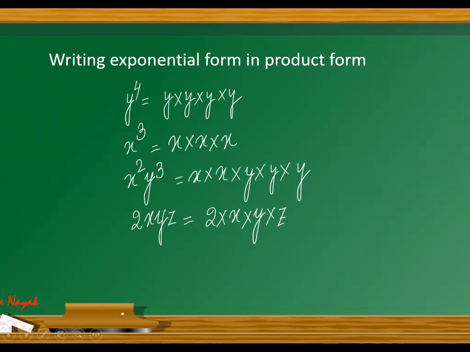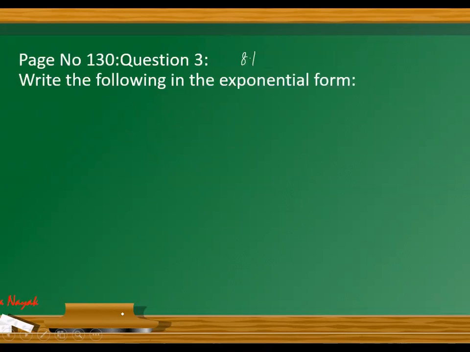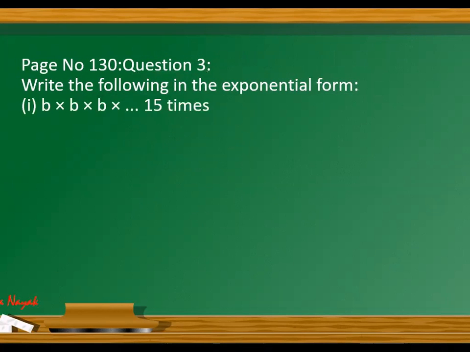Now let us go for questions. This is page number 130, exercise 8.1, question number 3. Write the following in the exponential form. We'll get the question and write in exponential form. First is b multiplies b 15 times. You know the answer. It will be power 15. Power will be like this, not above the head, but at an angle. It will be 15.